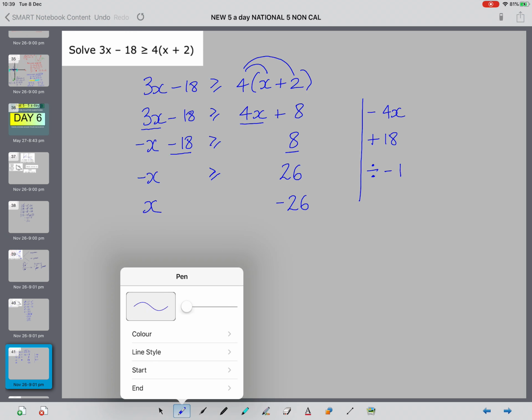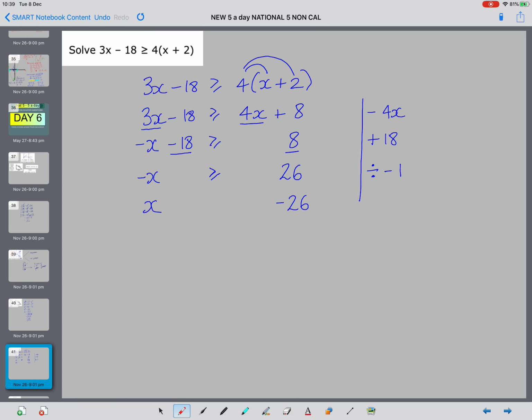And a wee side note here, if I said to you 5 is greater than 2. Is that correct? Yes, it is. That is correct. If I divide this side by negative 1 and if I divide this side by negative 1, this becomes negative 5 and this becomes negative 2. Is negative 5 still greater than negative 2? No, it is not.